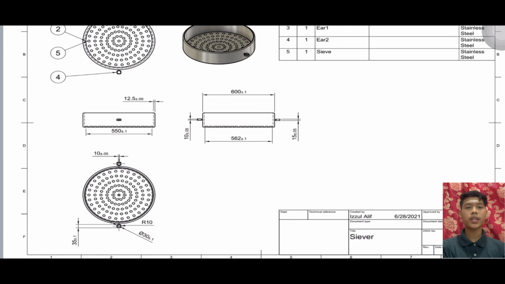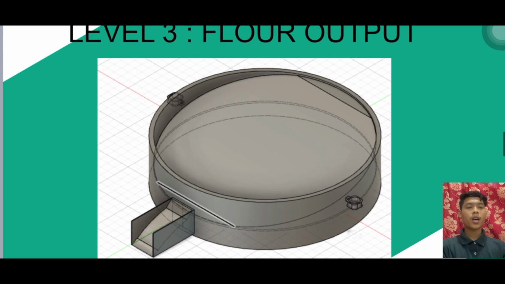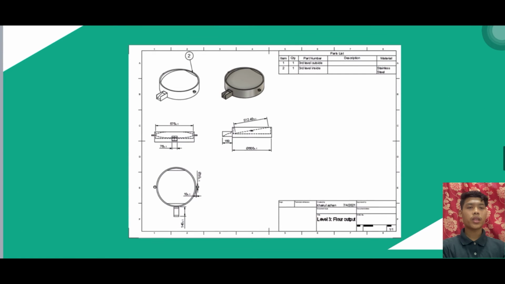And level 3 is the floor output. This is the floor output and the 2D drawing of the floor output. The height for this level is 150 and the diameter is also 600, and the material that we use is also stainless steel.